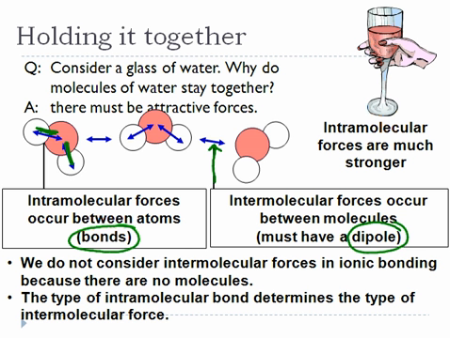We don't consider intermolecular forces in ionic bonding because there are no molecules in ionic bonding. Again, it makes that crystal lattice structure, so there's no official molecules. All of the ions just kind of bond to each other. This type of intramolecular bond will determine the type of intermolecular force. So if you have a very polar covalent bond, you're going to have a different type of intermolecular force. So that's what we're going to look at next. You guys need to know from this slide the difference between an intramolecular force and an intermolecular force, okay?